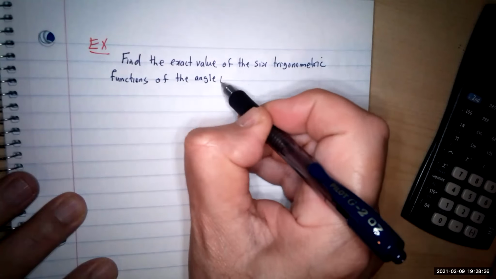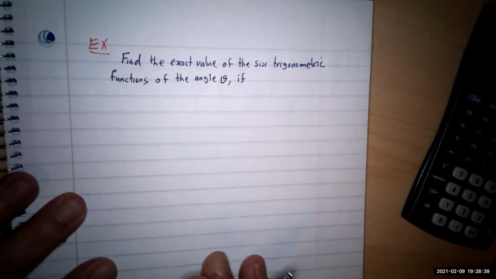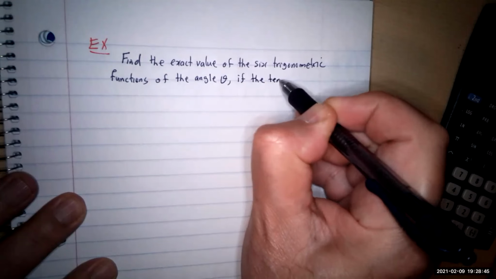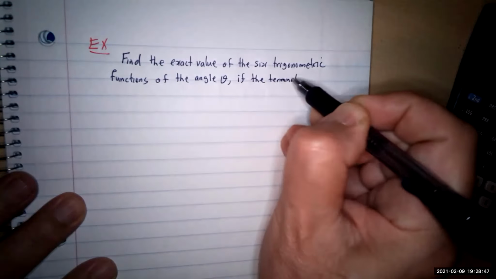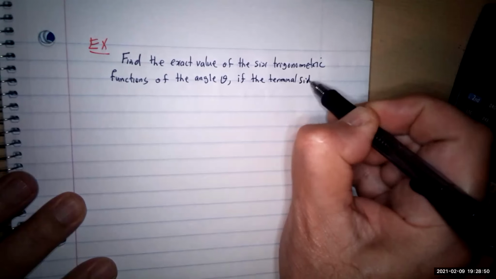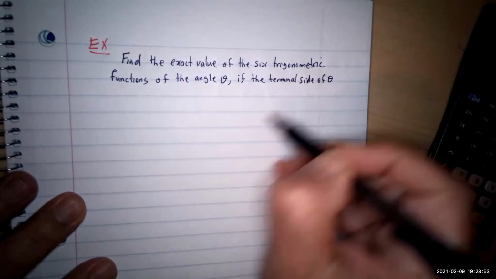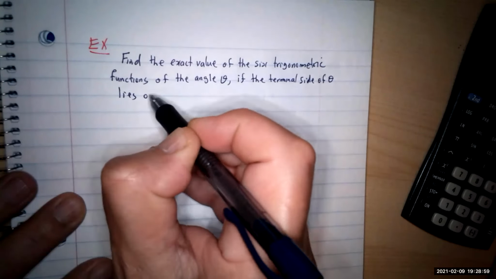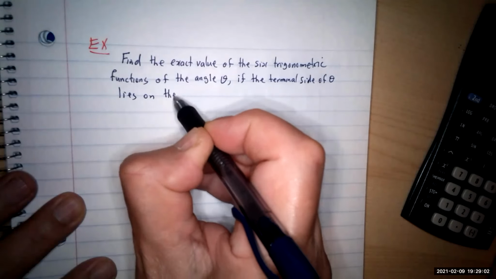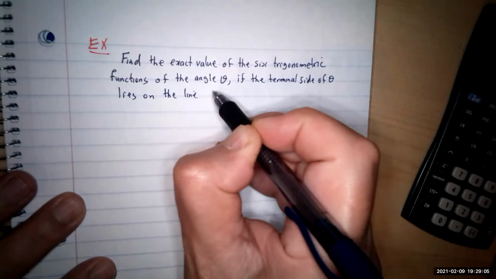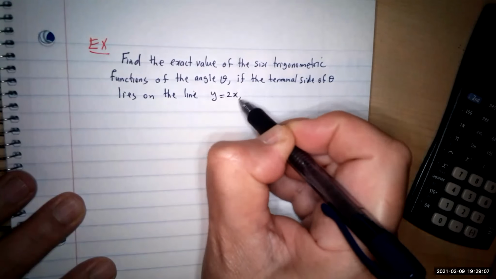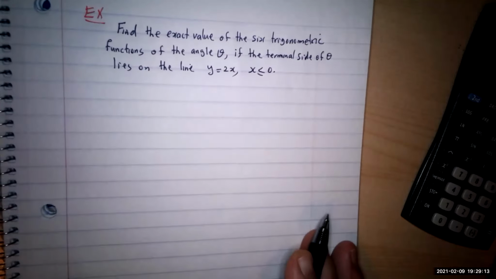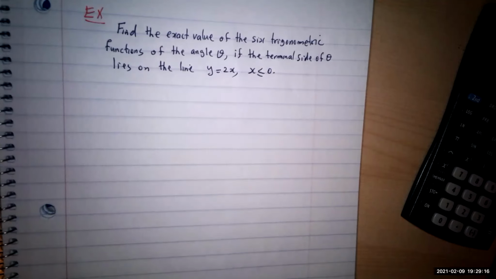Okay, of the angle theta. If you look at this one, this is new. If the terminal side of the angle theta lies on the line with the equation y equals 2x when x is negative. Instead of giving you the point P directly, they just put it into this format, if you like.